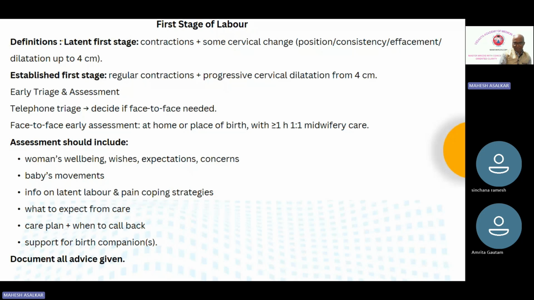That is all we have seen up till now. Then we have seen the PROM, how the PROM is to be managed. Okay. Then now coming to the first stage of labor. Now, what is the definition of the first stage of labor?